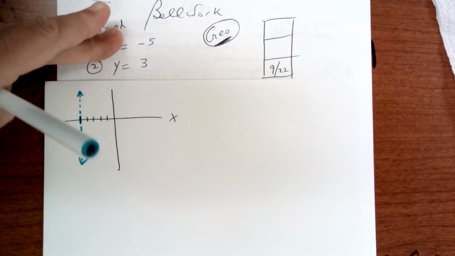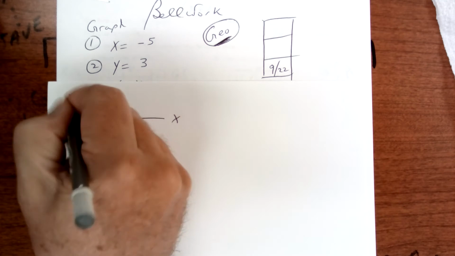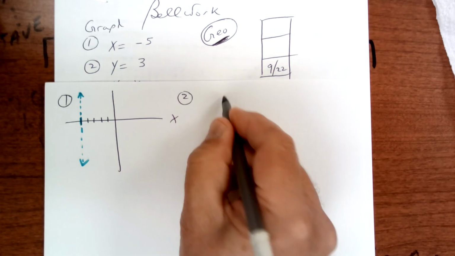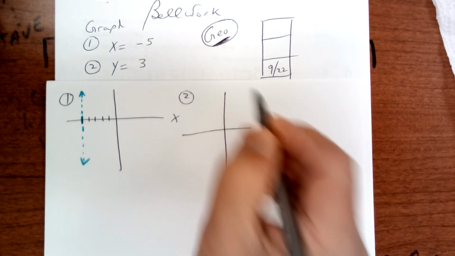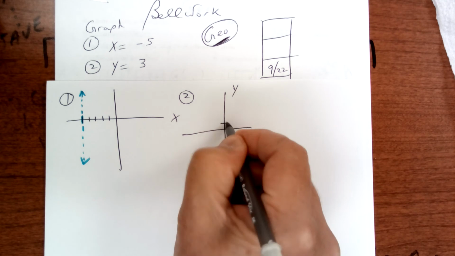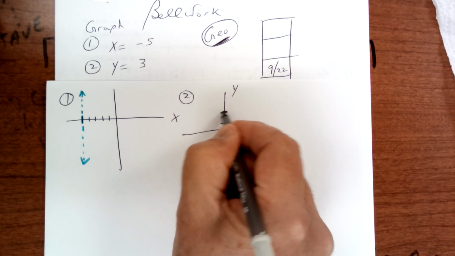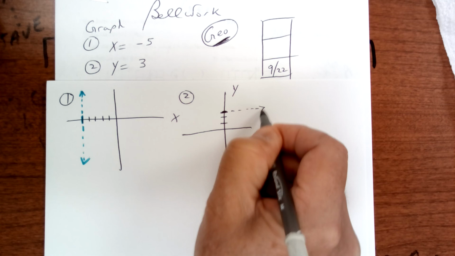Number 2, y equals 3. This is your y, and 3 is right here. And notice the tick mark is sideways. This one has a 0 slope.